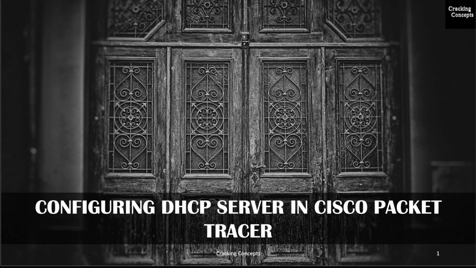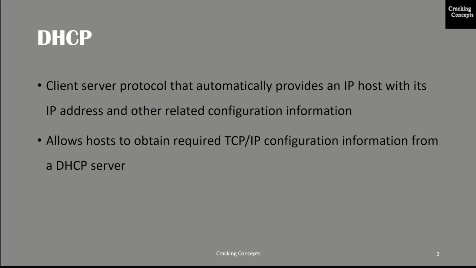Today I'll be talking about how to configure a DHCP server in Cisco Packet Tracer. Let us look into what DHCP is. DHCP, or Dynamic Host Configuration Protocol, is a client-server protocol that automatically provides an IP host with its IP address and other related configuration information such as the subnet mask and default gateway. DHCP allows hosts to obtain required TCP/IP configuration information from a DHCP server.